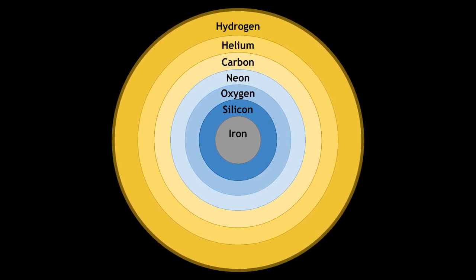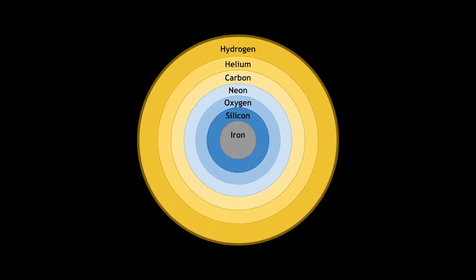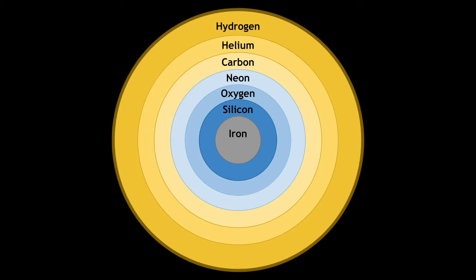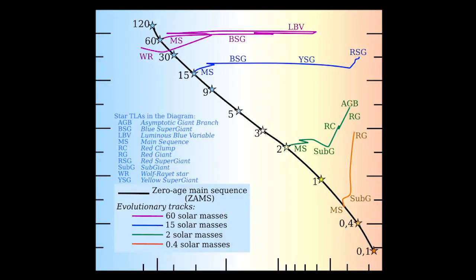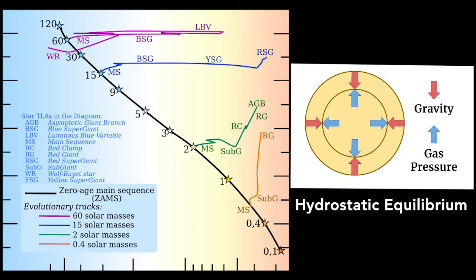Throughout all these fusing stages, the core contracts and expands, and the outer layers do the same. This results in some pretty wacky motions along the HR diagram. Sometimes temperature stays constant and the luminosity increases, and sometimes vice versa. All of this is to maintain the delicate balance of hydrostatic equilibrium for the star.